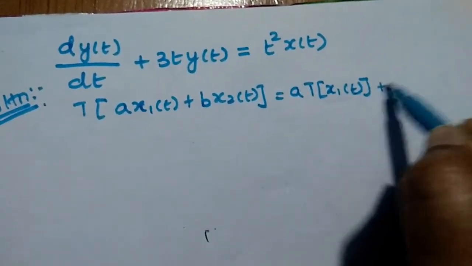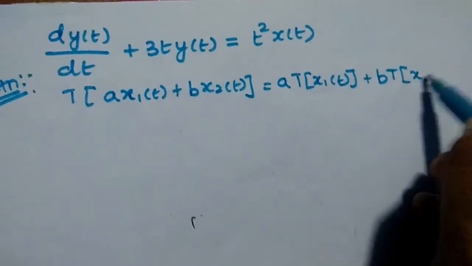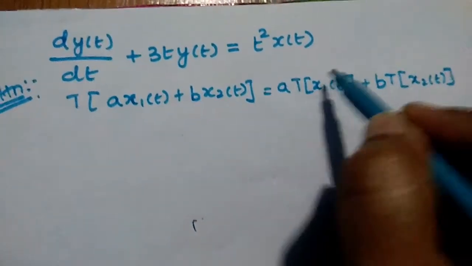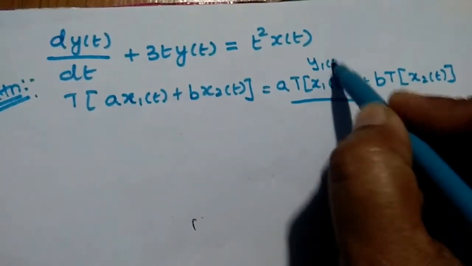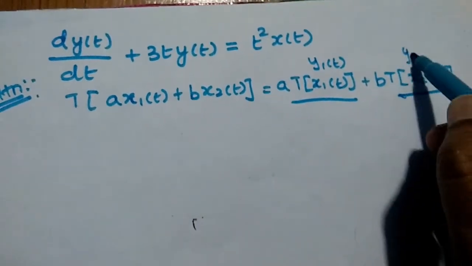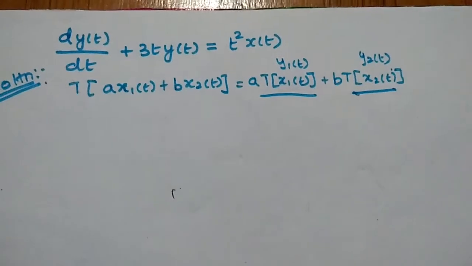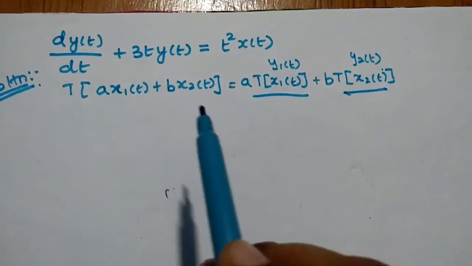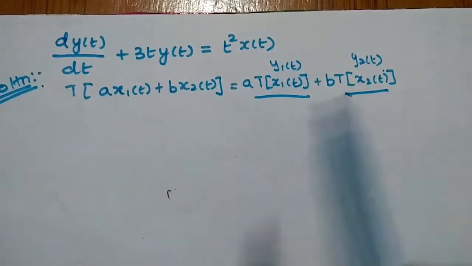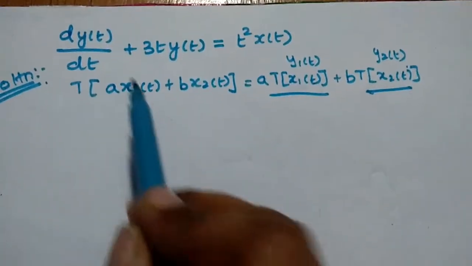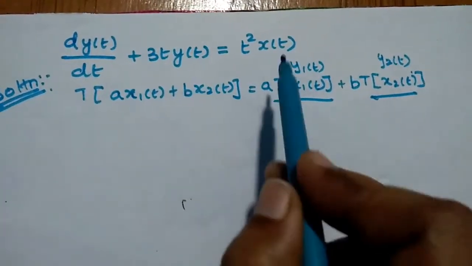This is the superposition principle we are going to prove. This is nothing but y1 of t. This is nothing but y2 of t. So this is the superposition principle. For linearity and non-linearity, we first have to obtain the superposition principle. So next step, this is the generic system equation.